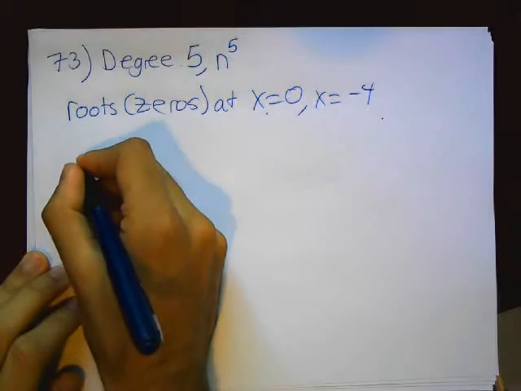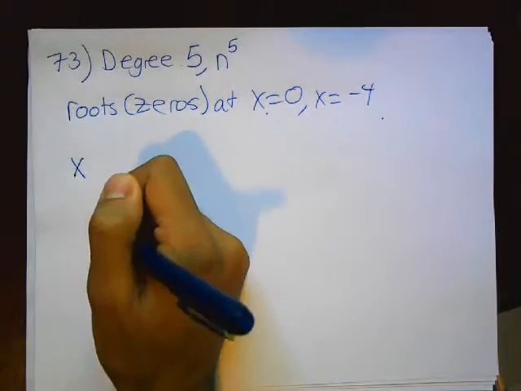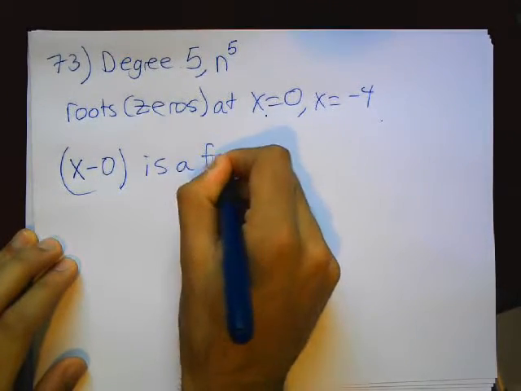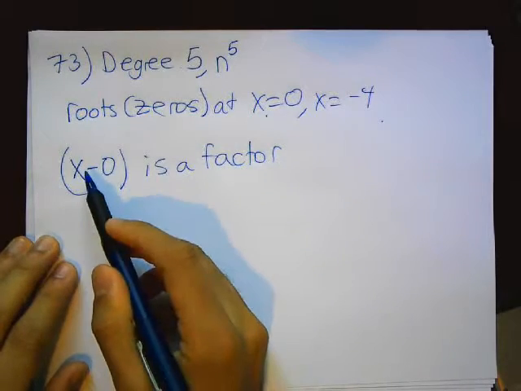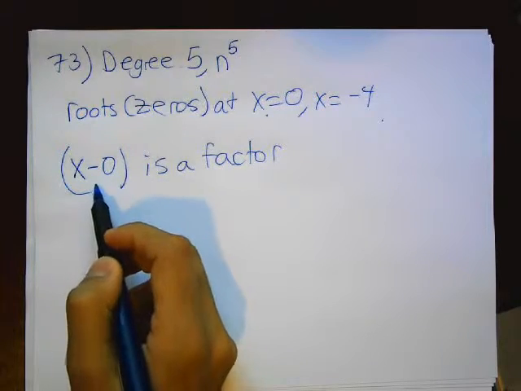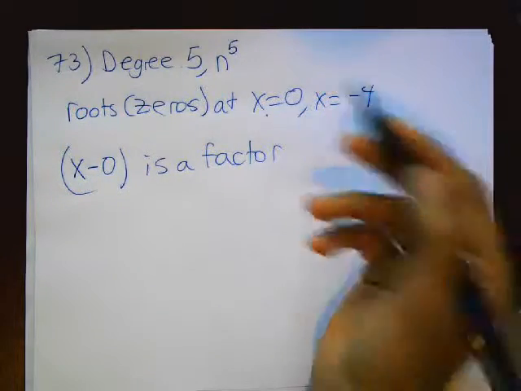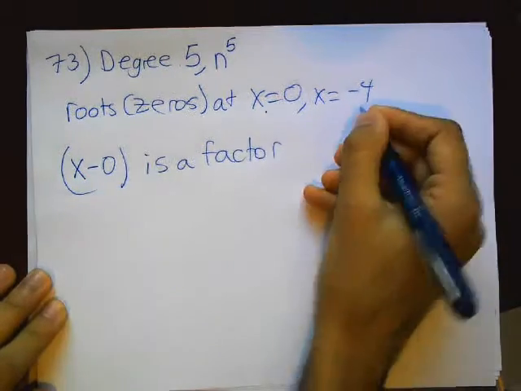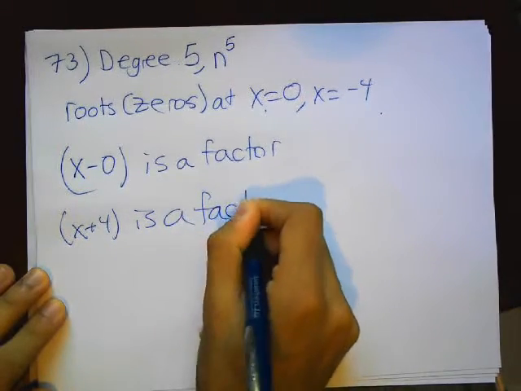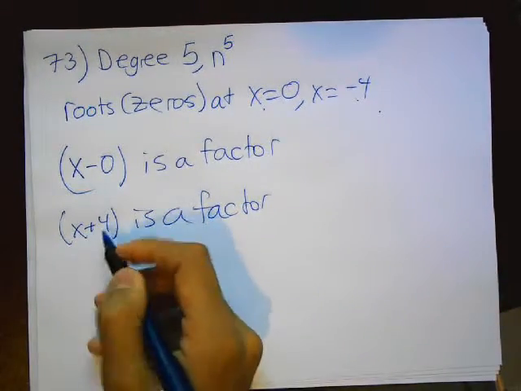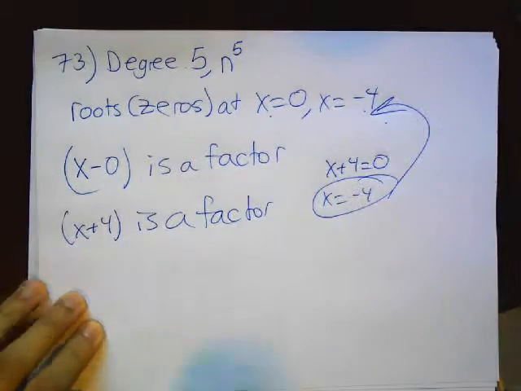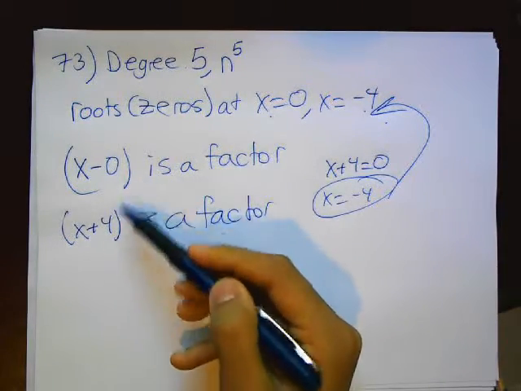So if we have a root at x equals 0, that means that x minus 0 is a factor. Because if x minus 0 is a factor, remember, to get the roots, we set each factor equal to 0. If we make this equal to 0, we get x equals 0. If x equals -4 is a root, that means x plus 4 must be a factor. If we set x plus 4 equal to 0, we would get x equals -4, which is what we should get. So these are two of the factors.